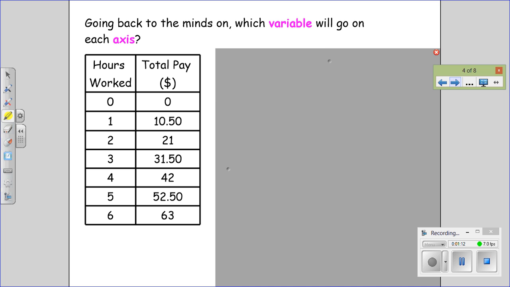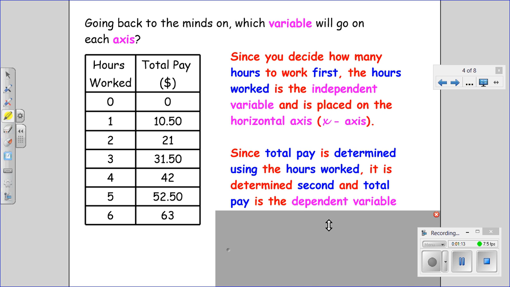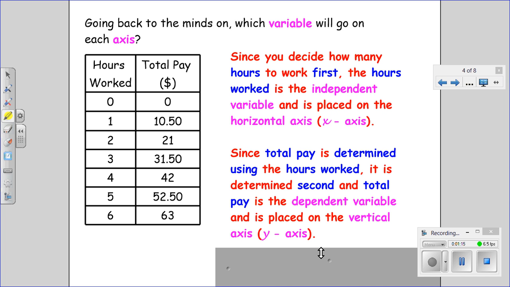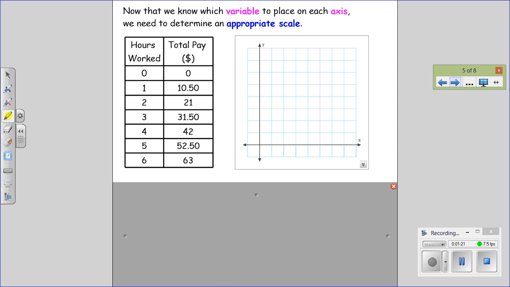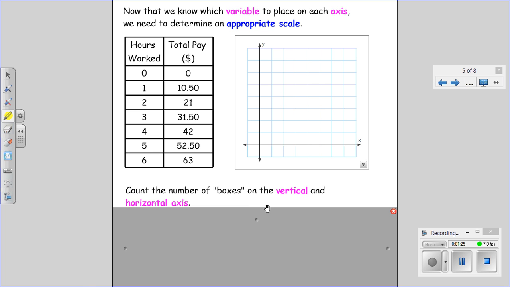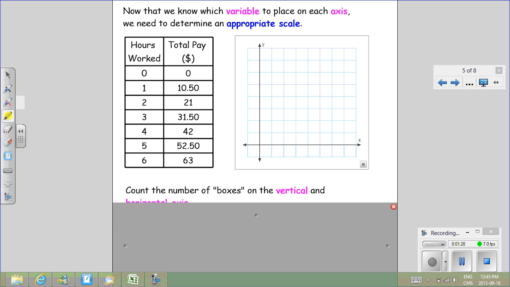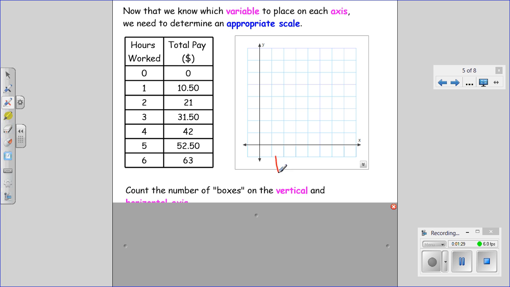So now, we've already talked about which variable is going to go on the x-axis, so you can take a minute and you can copy that answer. The next thing we have to figure out, after we decide what variable to put on it, so we're going to put hours worked on the bottom, and total pay vertically.